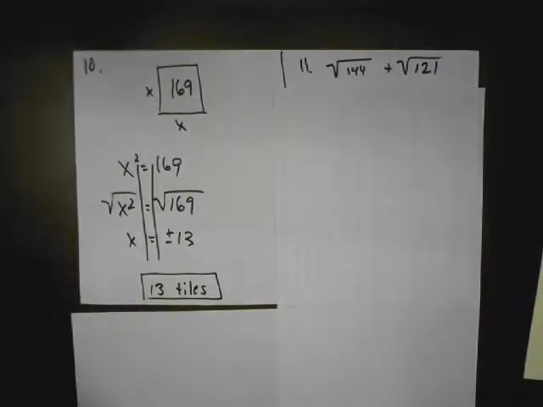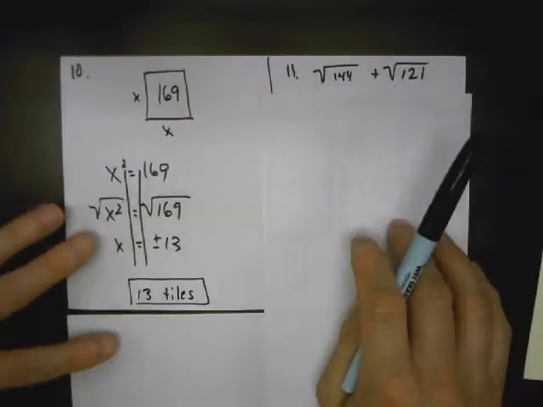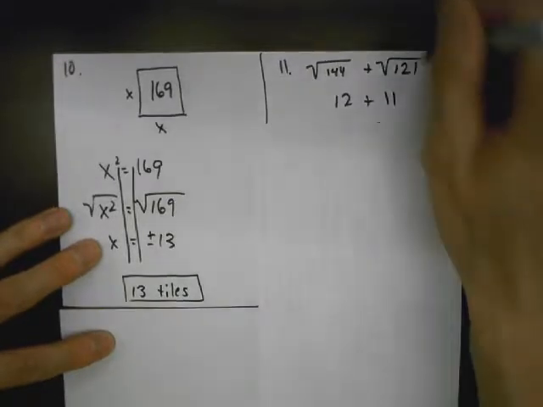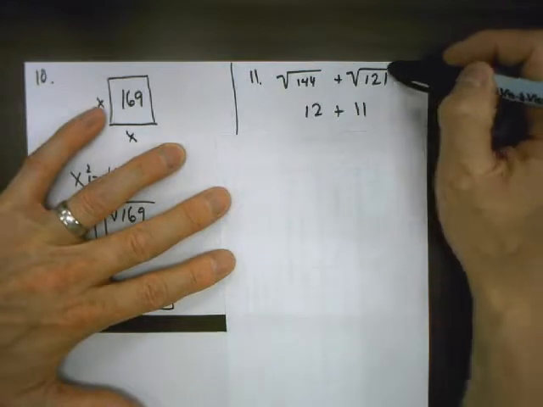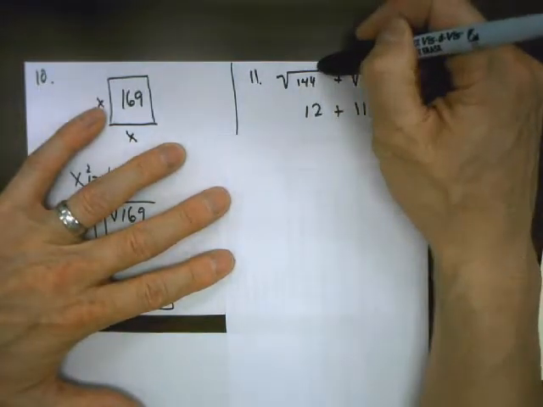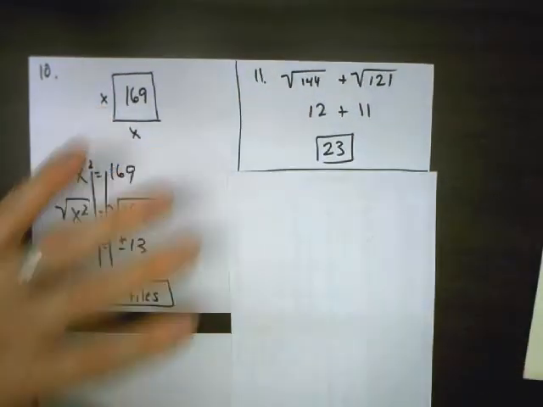All right, so number 11 says, simplify this. The square root of 144 is just 12. The square root of 121 is 11, because 11 times 11 is 121. 12 times 12 is 144, so I add those two up and I get my answer.